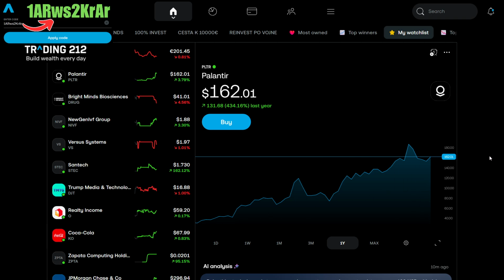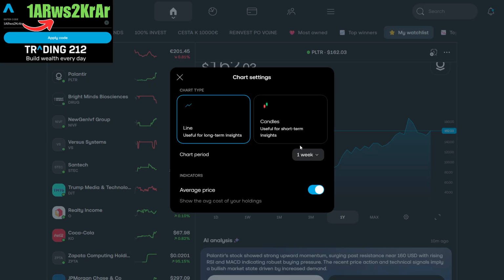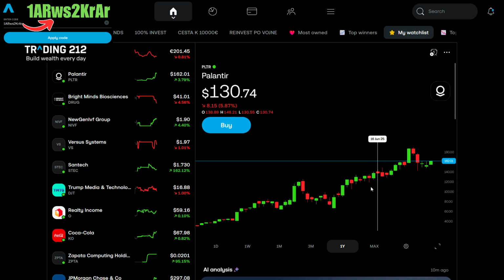Hello guys, and in today's video I will show you how to change the graph to candles. So it will not be like this, but in candles. So just pick a stock, go here to the settings and just pick candles. And that's it guys. Now we will see a stock on Trading 212 in candles.